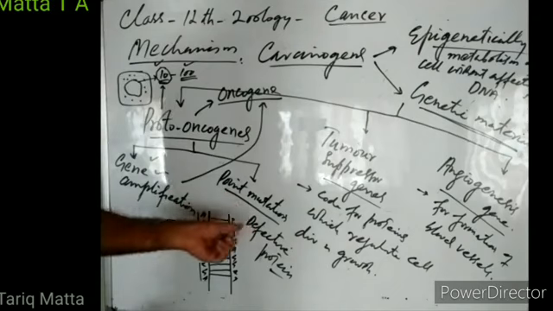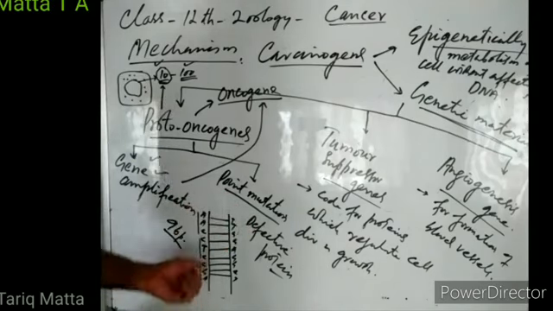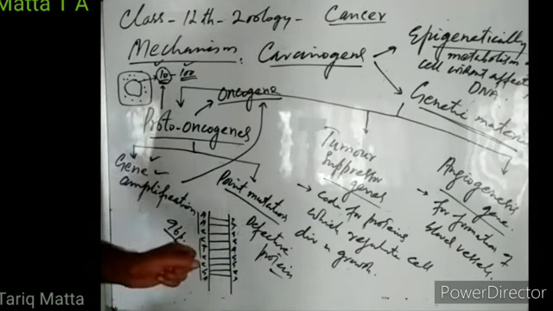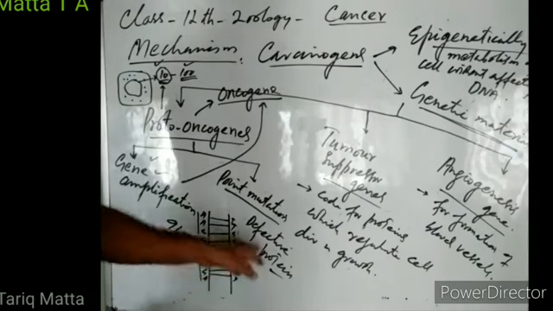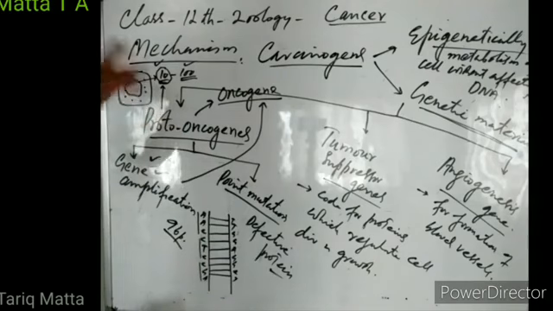Point mutation: if there is any change in the structure of this proto-oncogene, this may produce a defective protein, and this defective protein may overstimulate the cell for growth and division.